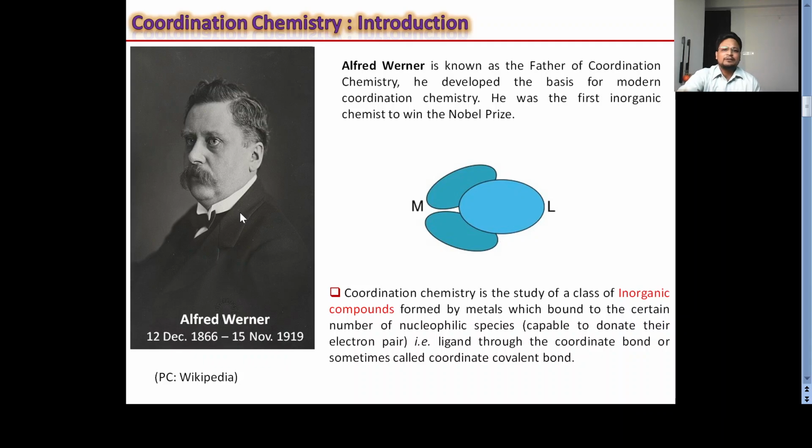Alfred Werner is known as the father of coordination chemistry. He developed the basis for modern coordination chemistry. He was the first inorganic chemist to win the Nobel Prize. So basically coordination chemistry is the study of a class of inorganic compounds formed by metal which is bound to a certain number of nucleophilic species, that is ligand, through the coordinate bond.